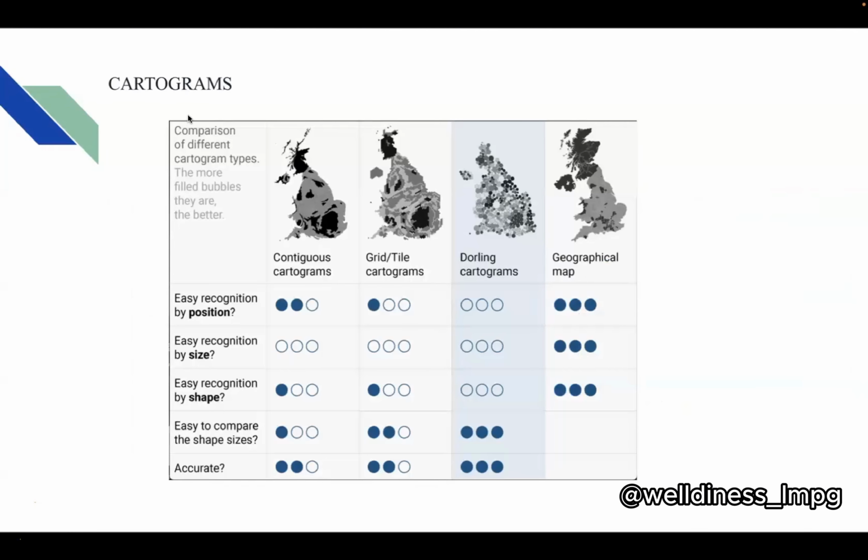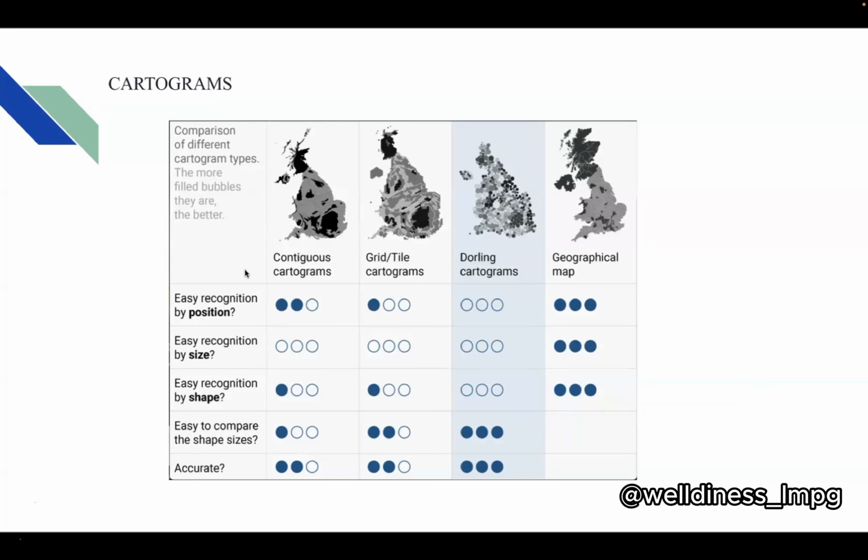So now let's move on to cartograms. We have already described what they are earlier. That's when we use maps. Let's look at this cartogram comprising different cartogram types. The more filled bubbles they have, the better. This is a continuous cartogram. This is a grid style cartogram. This is what is known as a Dorling cartogram. And this is a geographical map.